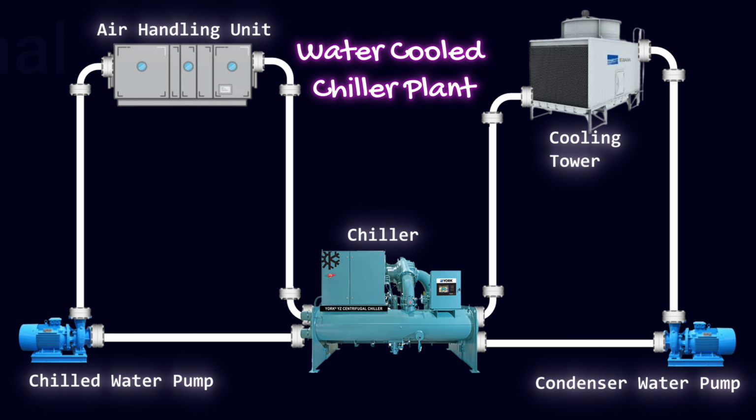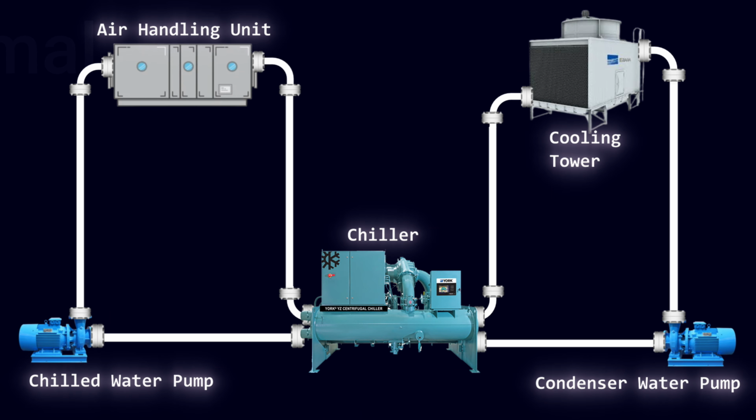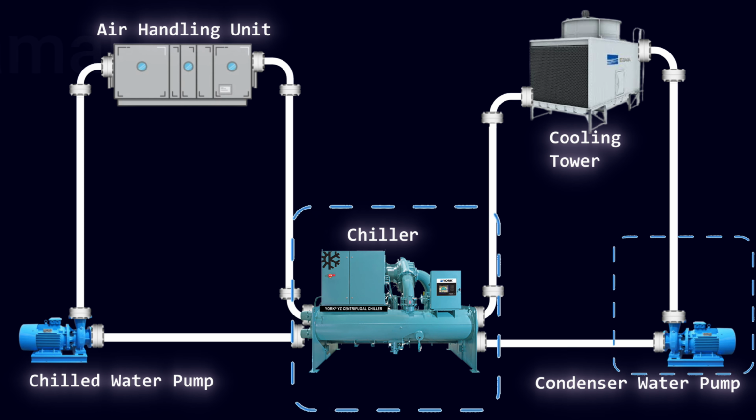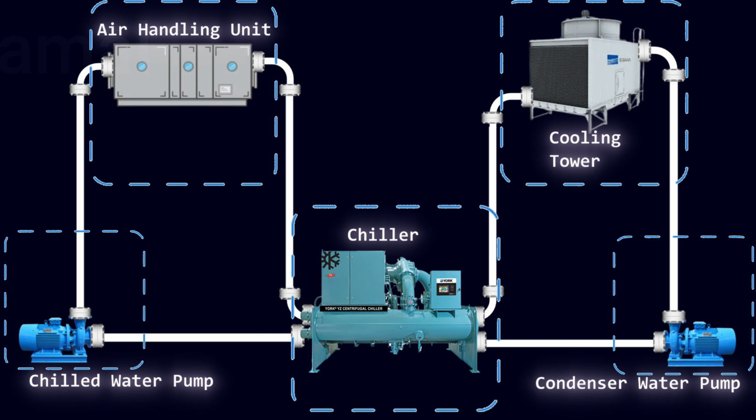In this video, we will learn about the basic function of a water-cooled chiller plant. A water-cooled chiller plant consists of 5 main components: a water-cooled chiller, a condenser water pump, a chilled water pump, a cooling tower, and an AHU.